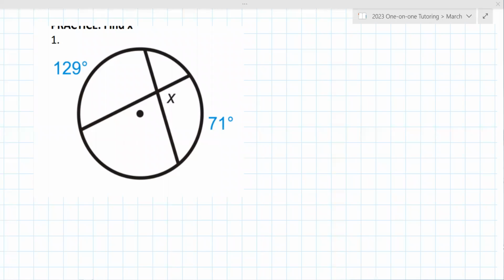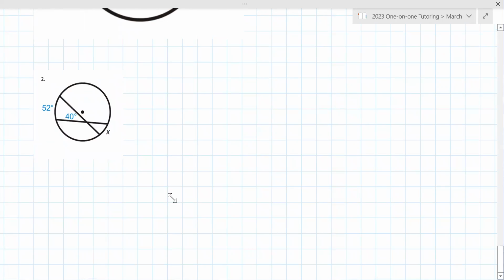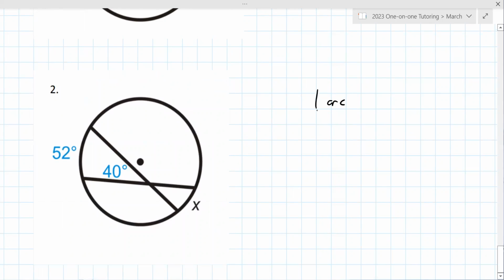All right. Now let's have you do one more, a more difficult type of problem. Notice they gave you two arcs to find the interior angle. This X is the interior angle. They can also give you one arc and one interior angle. This one needs a little bit more setup. You have to recognize that 40 is the result of taking 52, adding it to X and dividing by 2.